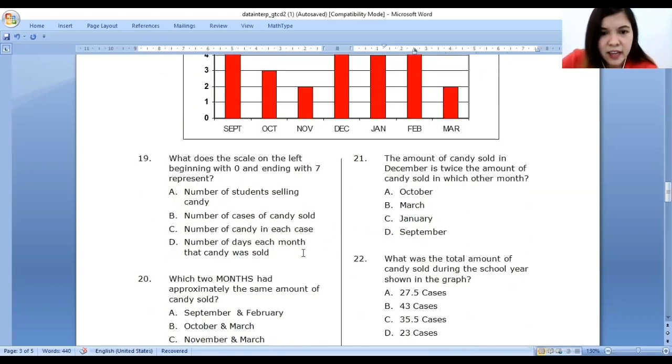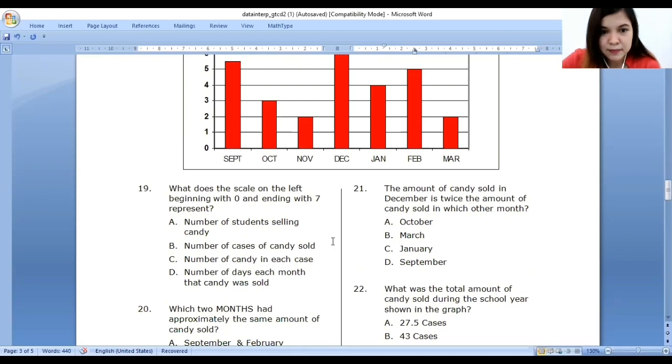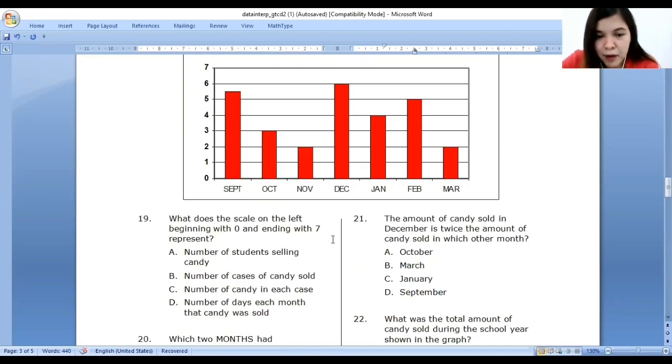Question number 19. What does the scale on the left, beginning with 0 and ending with 7, represent? A. Number of students selling candy. B. Number of cases of candy sold. C. Number of candy in each case. And D. Number of days each month that candy was sold.